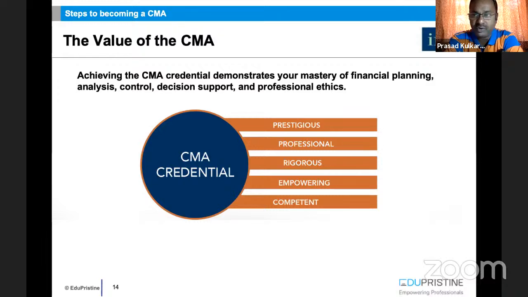Even when you go for an interview, the very fact that you would be invited for an interview would be because you are a CMA. Okay, it is a professional qualification. It is not an academic qualification. Understand the difference between academic and professional.